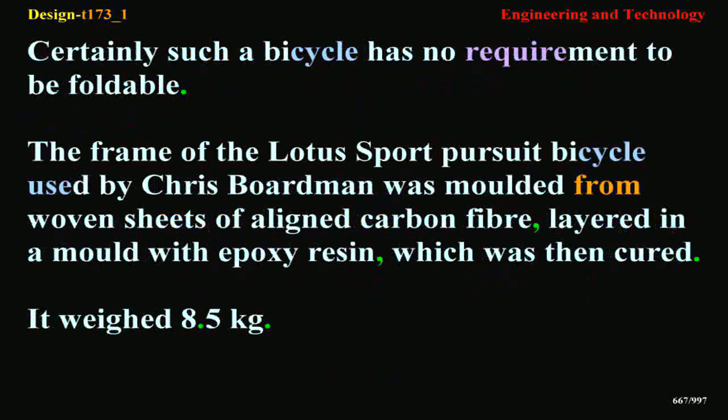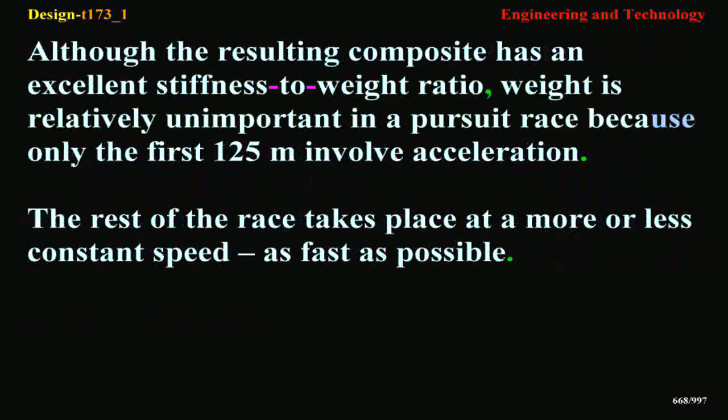The frame of the Lotus Sport Pursuit bicycle used by Chris Boardman was molded from woven sheets of aligned carbon fiber, layered in a mold with epoxy resin, which was then cured. It weighed 8.5 kilograms. Although the resulting composite has an excellent stiffness to weight ratio, weight is relatively unimportant in a pursuit race because only the first 125 m involve acceleration. The rest of the race takes place at a more or less constant speed as fast as possible.